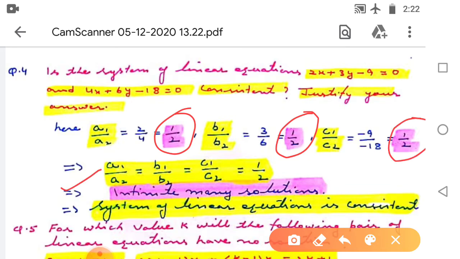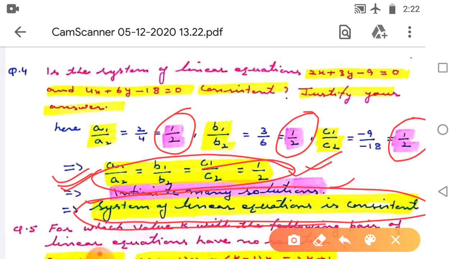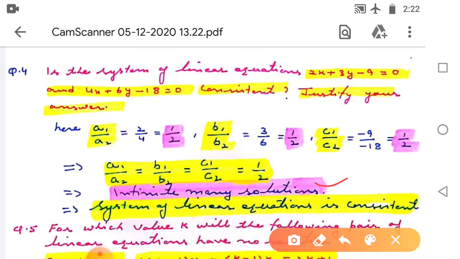So a1 upon a2 is equal to b1 upon b2 is equal to c1 upon c2 is equal to 1 by 2. Look, right? So this is the condition, and due to this condition we know that infinitely many solutions are possible. Clear? When a1 upon a2 is equal to b1 upon b2 is equal to c1 upon c2, then infinitely many solutions are there. If infinitely many solutions are there, then the system of linear equations is consistent. Clear? When we have infinitely many solutions, then we say that the system of linear equations is consistent.